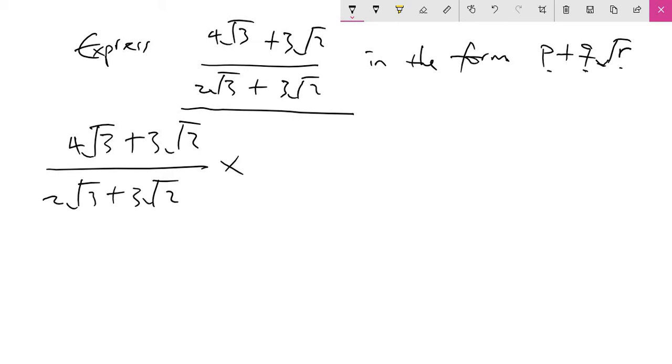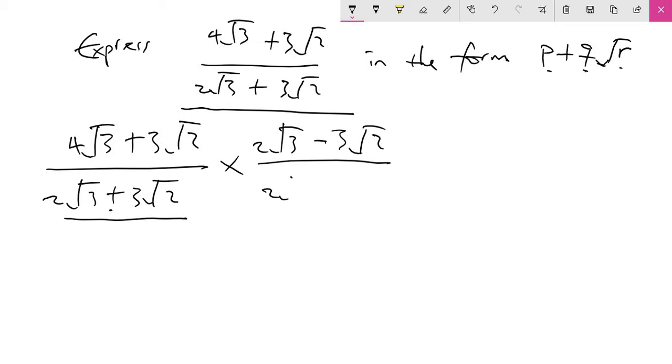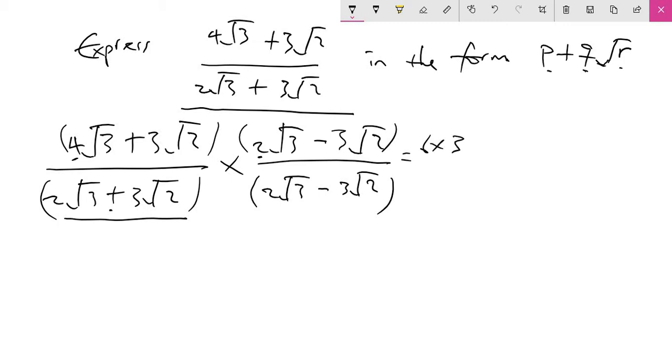times, so we multiply the top and the bottom by the conjugate of that, which means we change this. So we have 2 root 3 minus 3 root 2 divided by 2 root 3 minus 3 root 2. So then we do that. So we are multiplying these. I'm just going to multiply them straight away for want of space. So I fold this over that. So 4 root 3 times 2 root 3. So 4 times 2 is 8. Root 3 times root 3 is 3. So this gives 8 times 3.